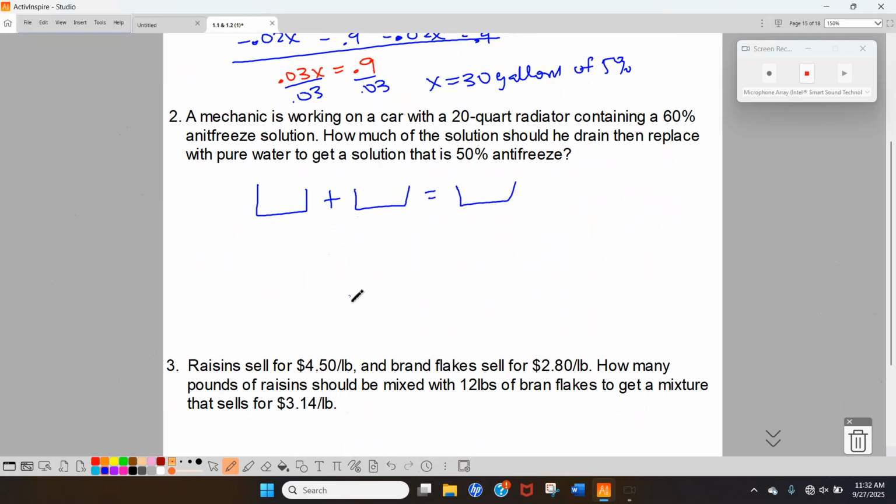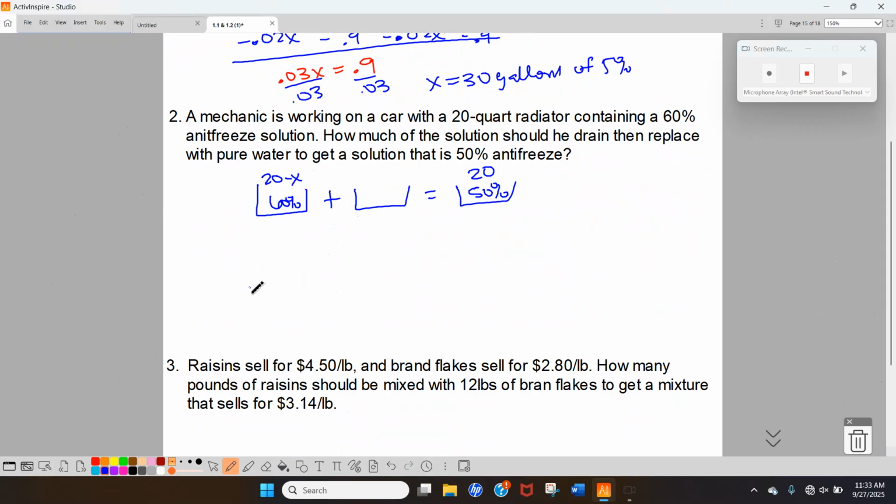The something that we want is our 20-quart radiator with 50% antifreeze. That's his goal. He wants a solution that's 50%. His radiator is 20 quarts. All right, so he starts out with 20 and he pours some out. So what's left is 20 minus whatever he pours out. And that is 60% antifreeze. Okay, so whatever was there after he poured some out, that's 60%. And that's whatever the 20 quarts were minus however much he poured out.